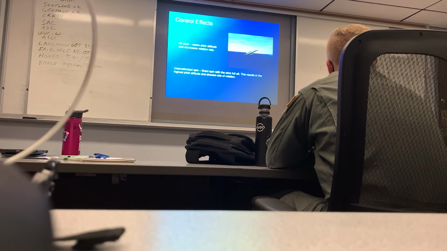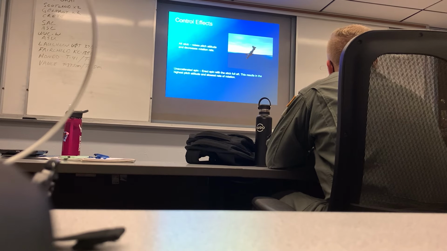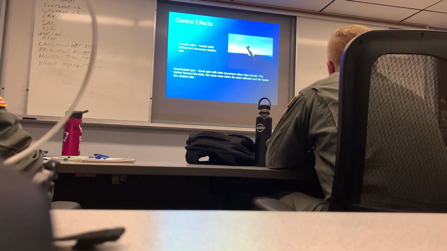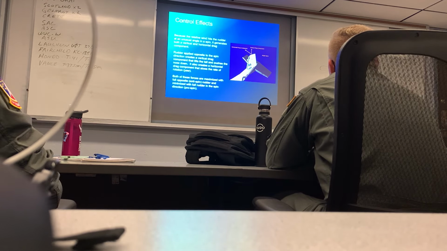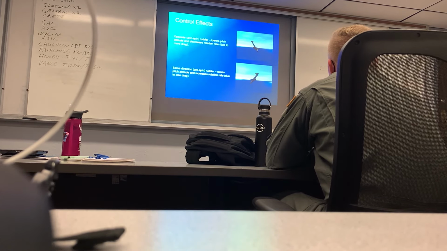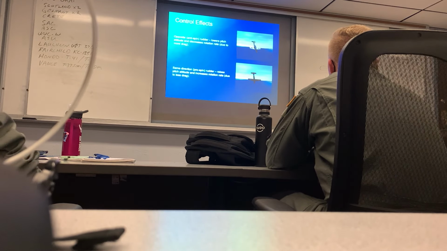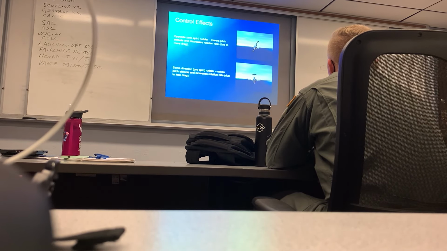Okay, so an unaccelerated spin is a direct spin with the stick full aft. It's your slowest rotation rate. Forward stick lowers the pitch and increases the rotation rate, so that's an accelerated spin. Okay, and we already talked about this. Anti-spin rudder lowers the pitch and decreases rotation rate due to more drag.